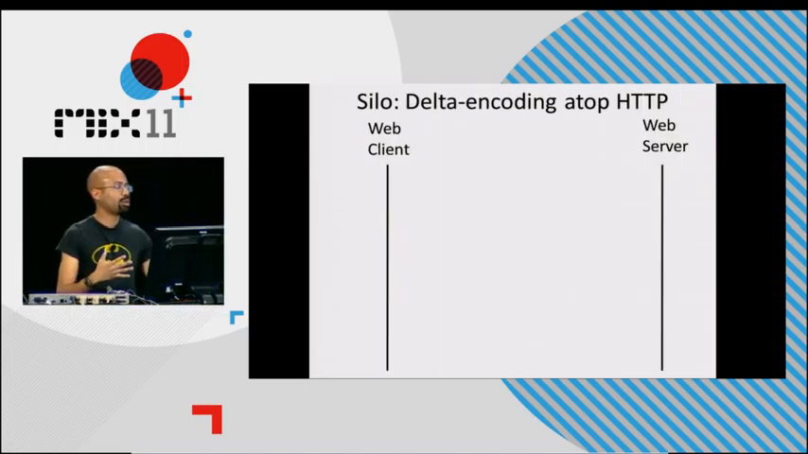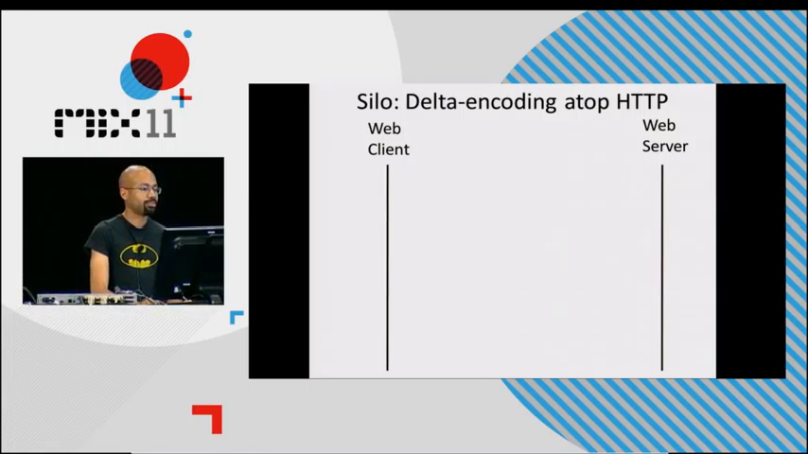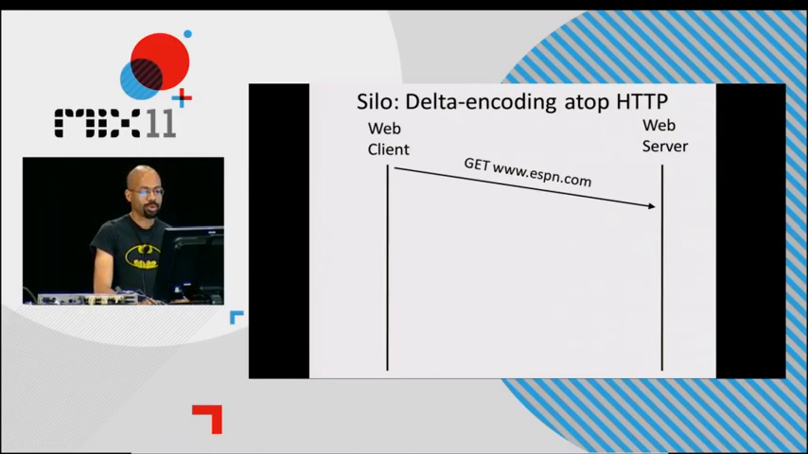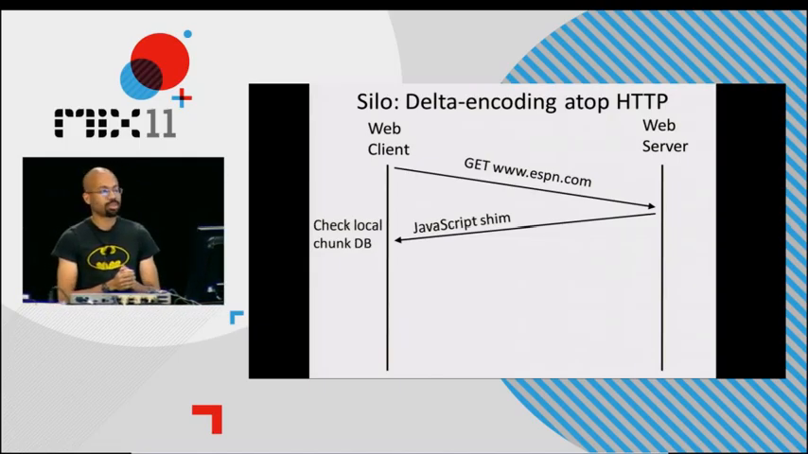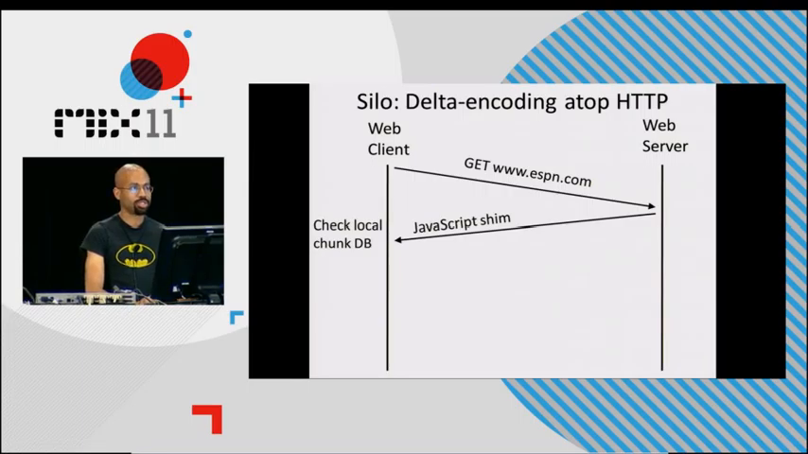So here's a high-level overview of what Silo is going to do. It's basically a delta encoding protocol atop HTTP. So in Silo, you're going to send the request for the page, ESPN.com or whatever, as before. But the web server, instead of returning HTML, is going to return a small JavaScript shim, which is going to check the local chunk database, which uses DOM storage, as I'll discuss later. And it's going to say what chunks in that page are locally resident.